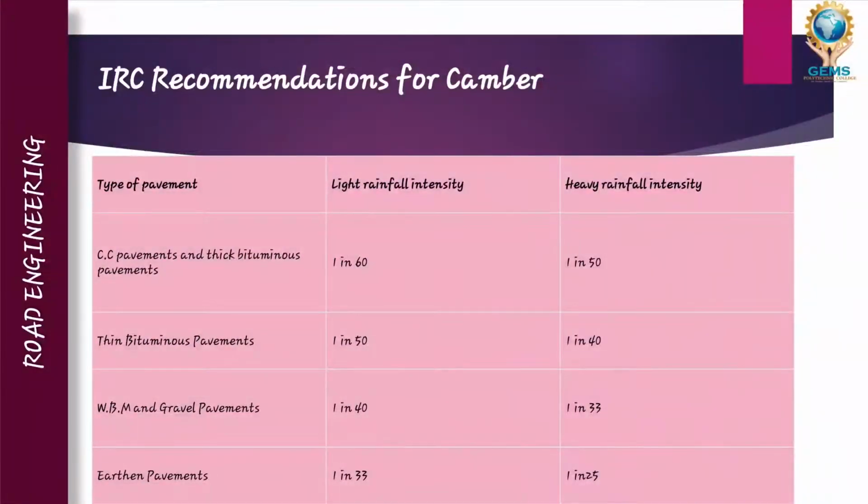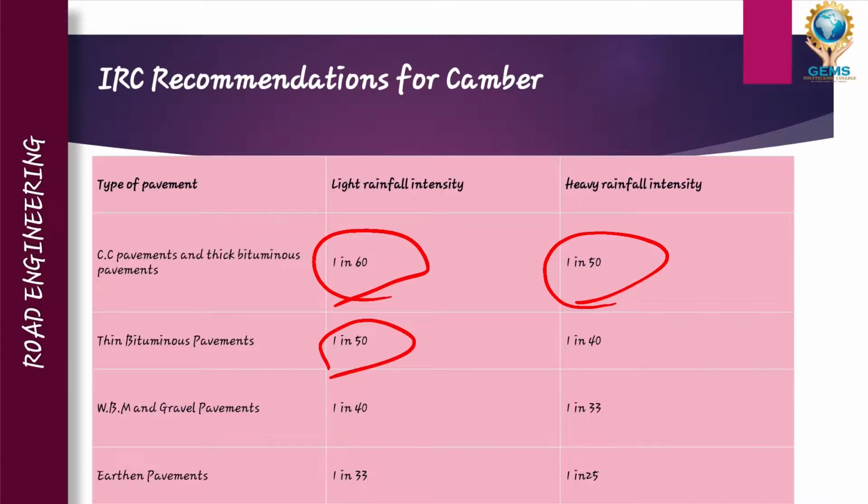According to the IRC recommendation for camber, for cement concrete pavement and thick bitumen pavement, for light rain intensity we should give a camber of 1 in 60, and where there is heavy rainfall, we can give 1 in 50. For thin bitumen pavement, where there is less rainfall, we can give 1 in 50, and where there is heavy rainfall, we can give 1 in 40 for maximum drainage of rain.